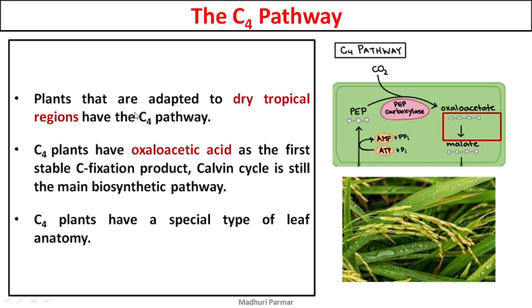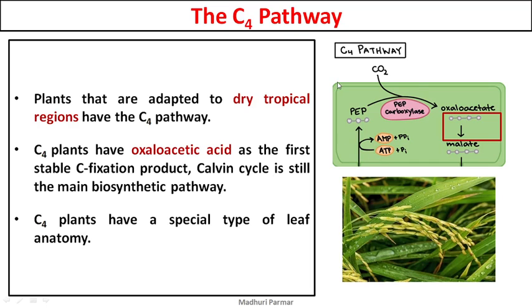Here the plants are called C4 plants. First thing, C4 plants have oxaloacetic acid as their first stable carbon fixation product. We had seen carbon fixation, carbon assimilation, all of these mean the same thing. Basically, your carbon dioxide from the atmosphere is getting added to some organic compound. So that is your carbon fixation, and the first stable product is oxaloacetate. Calvin cycle, once again I would like to remind, is still the main biosynthetic pathway. The C4 plants have a special type of leaf anatomy for this whole pathway.